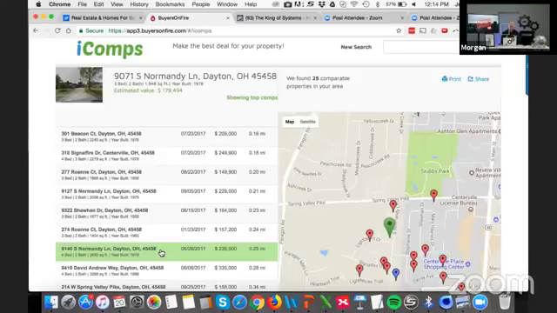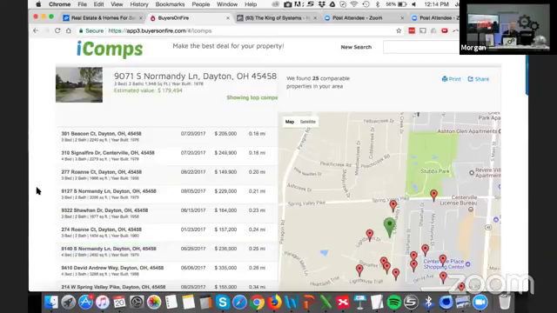So I've established that my after repair value on this home is $230,000. I could probably go up to, and I'm going to write this down, $230,000, and I can go up to $239,000 on this property. Okay.